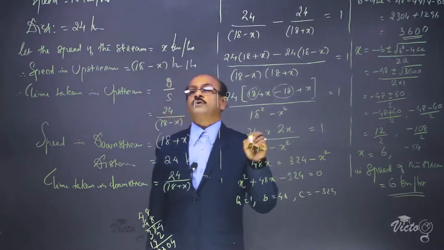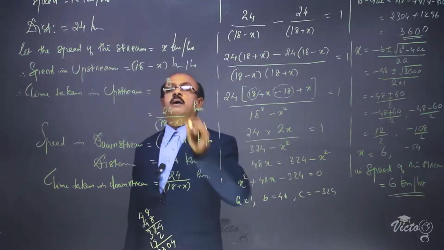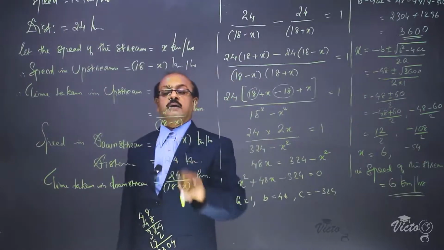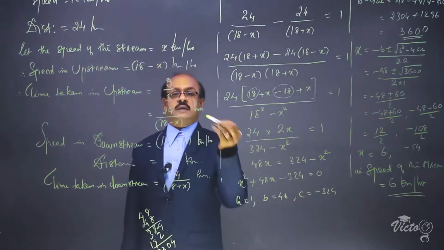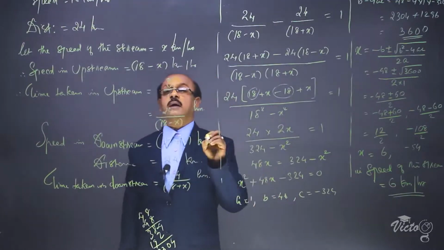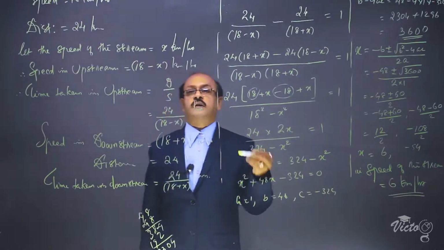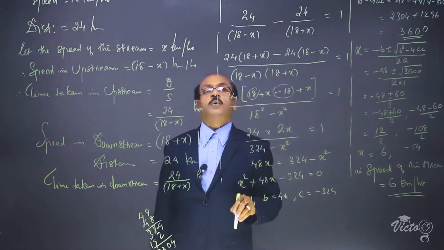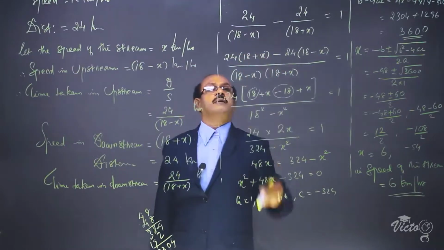So, for solving this problem, we have to find out the speed in upstream, 18 minus x kilometers per hour, and the speed in downstream, 18 plus x kilometers per hour. And the distance being the same in both cases, we have to find out the time taken in upstream and the time taken in downstream. The difference between the two times is always 1. It is given in the question. So we are subtracting the smaller term from the larger term, and the difference is 1.